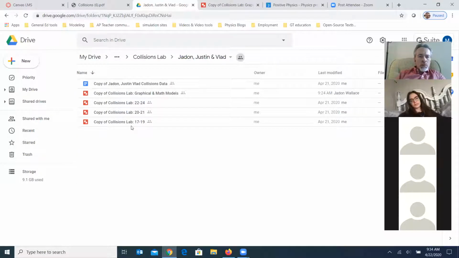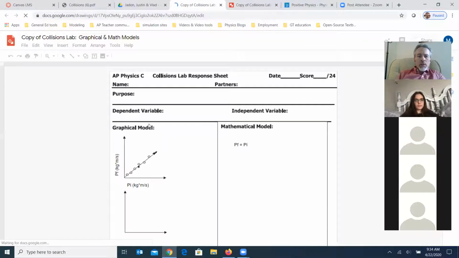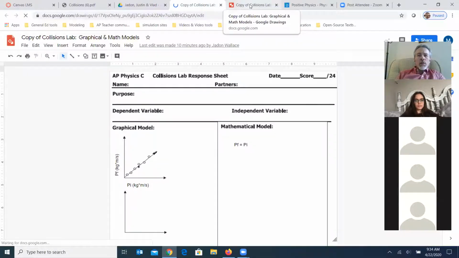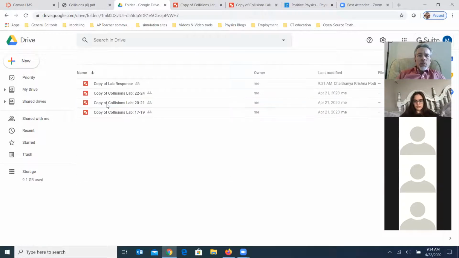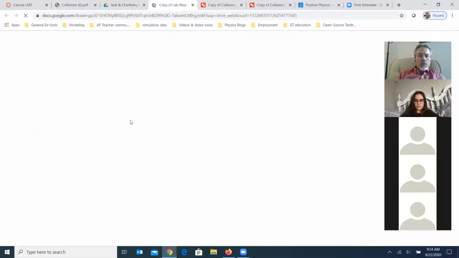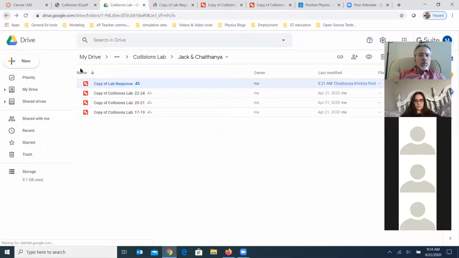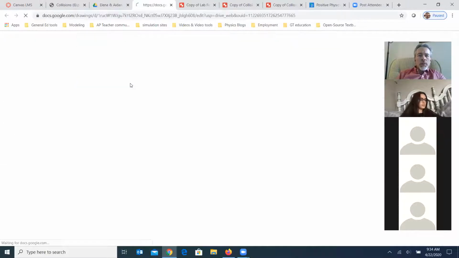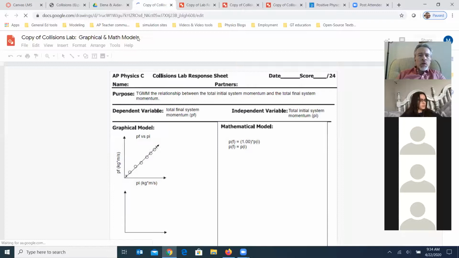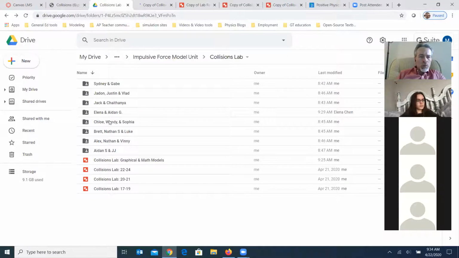Okay, Vlad and Jaden's. It looks like they have a direct model as well. Jack and Chaitanya's, I think it's on here. They have a direct model as well. Lena and Aiden's looks like it's a direct model as well, and we're all getting the same slope too. Looks like the slope is 1.